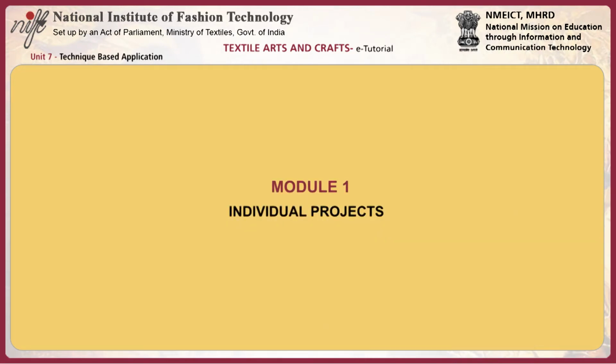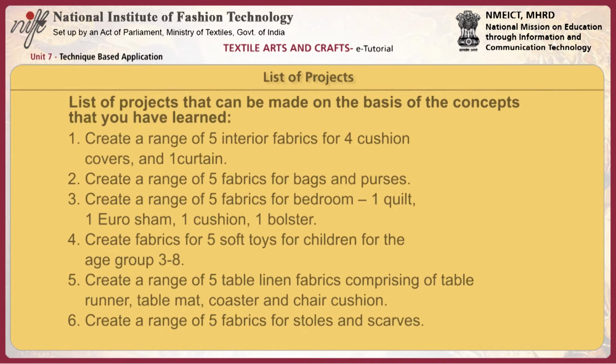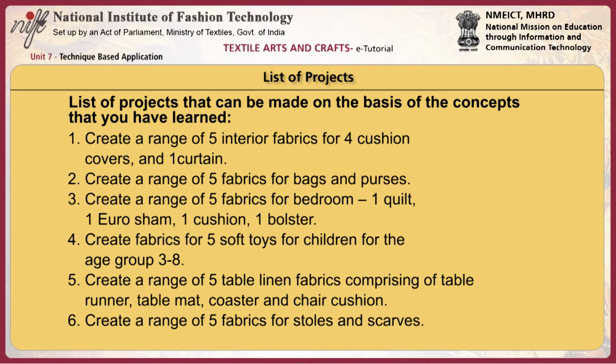The first module lists projects that can be made based on the concepts that have been developed previously, along with a set of guidelines to execute them. This is a list of projects that can be made based on the concepts developed in the previous unit. Create a range of 5 interior fabrics for 4 cushion covers and 1 curtain.